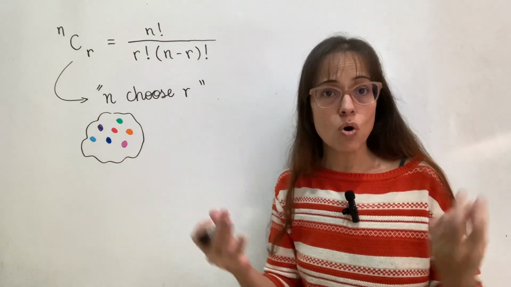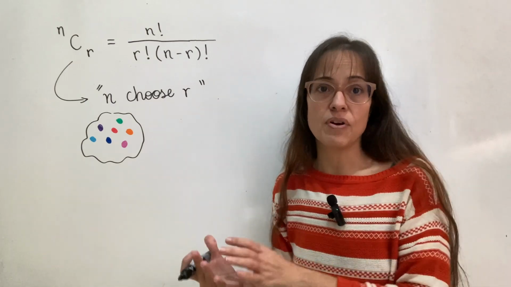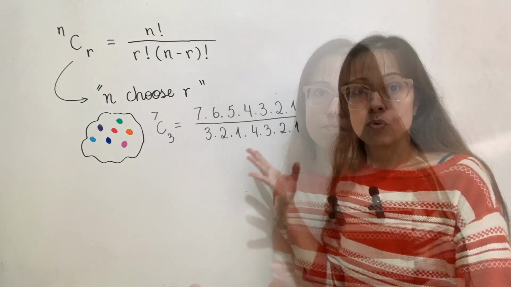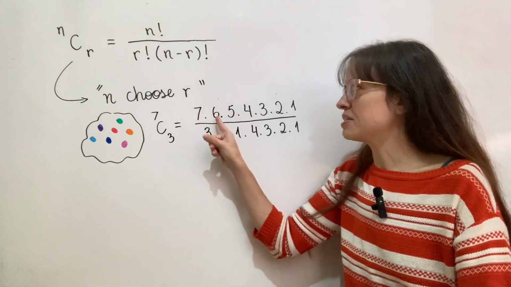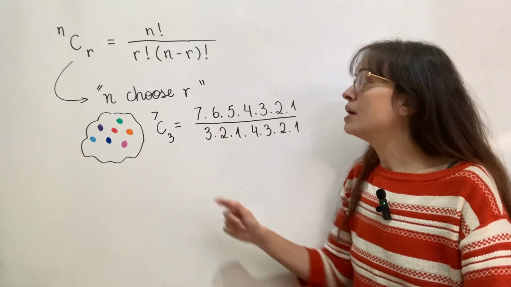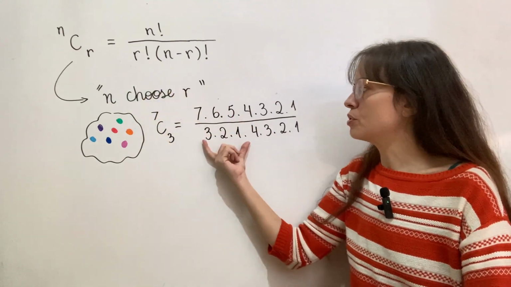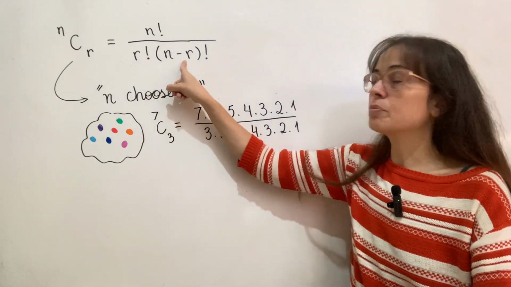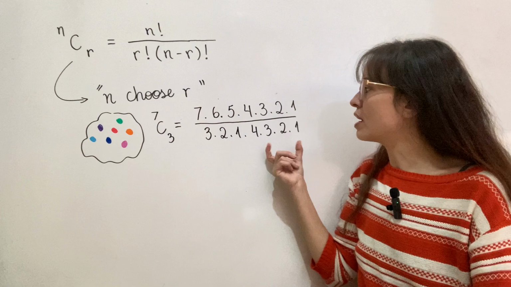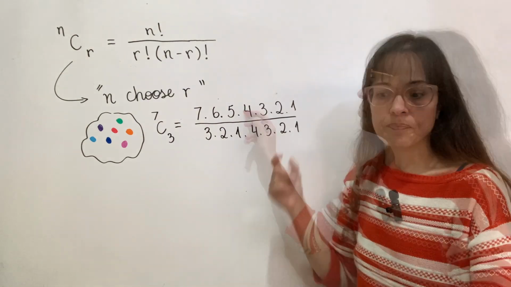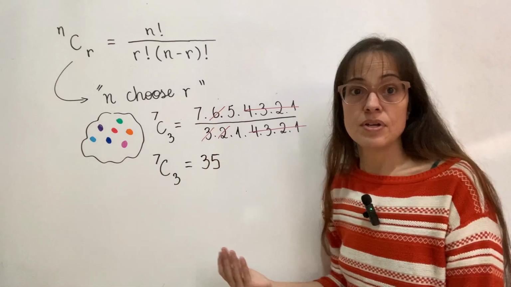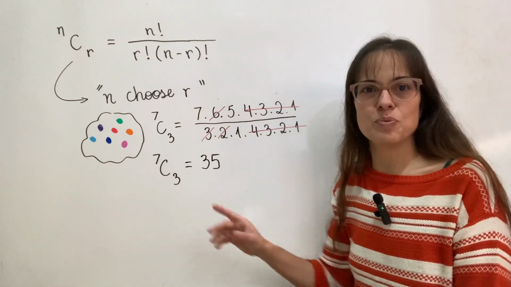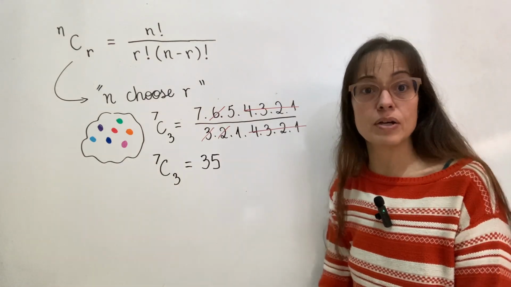If you write out all of the possible ways, you will find the number 7 choose 3, which is this number here. 7 factorial is 7 times 6 times, all the way to 1. And then we have the 3 factorial, which is here. And 7 minus 3 is 4, so we also have the 4 factorial right here. A bunch of things cancel out. 3 times 2 is 6. And the answer is 35 different ways to pick 3 balls out of that bag of 7.